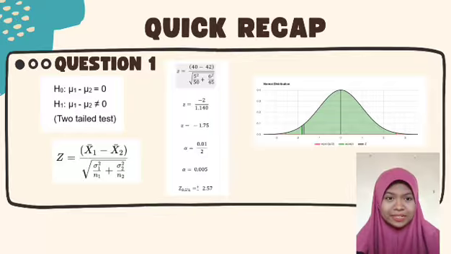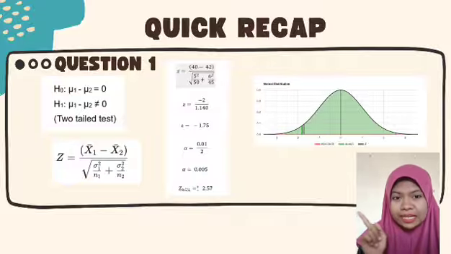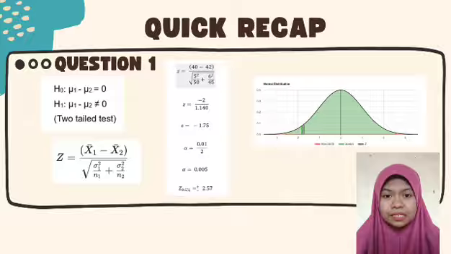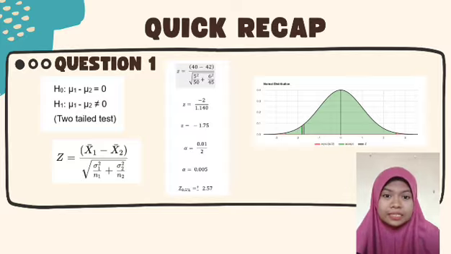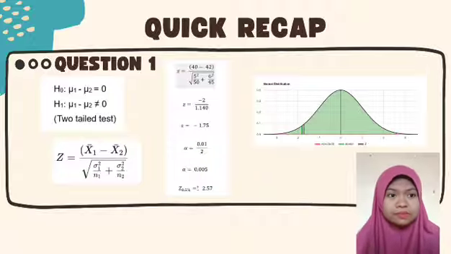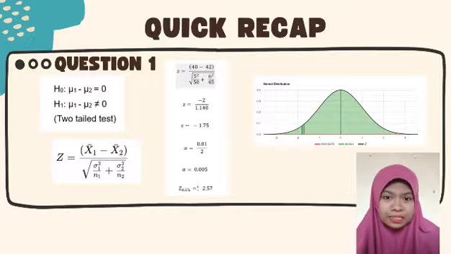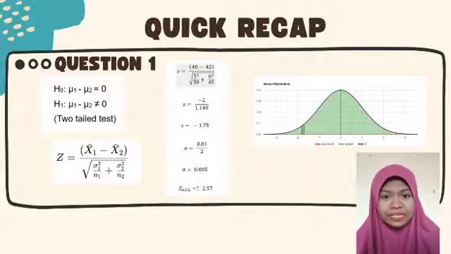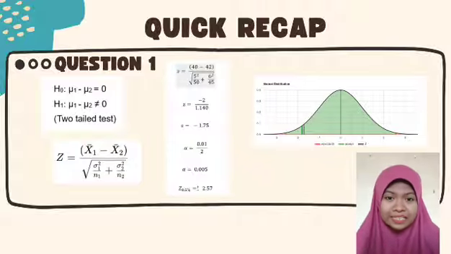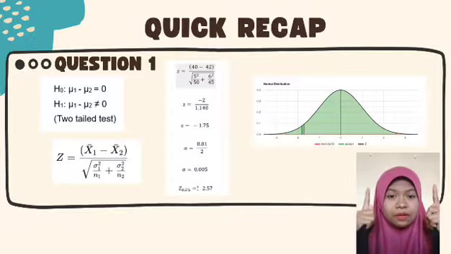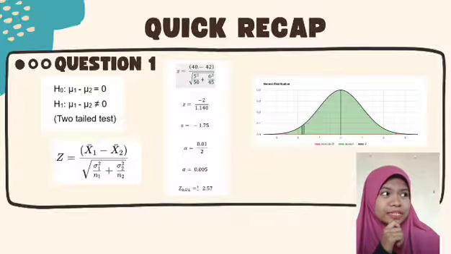So for question 1, we use a two-tailed test. Then this is the z-test formula, and then we calculate. We got the z value equal to -1.75. Then we divide the significance level by 2 because we use a two-tailed test. Then we get the final answer z equal to plus or minus 2.57, and this is the graph for question 1.